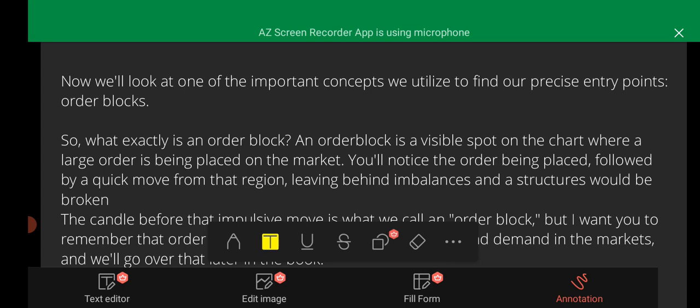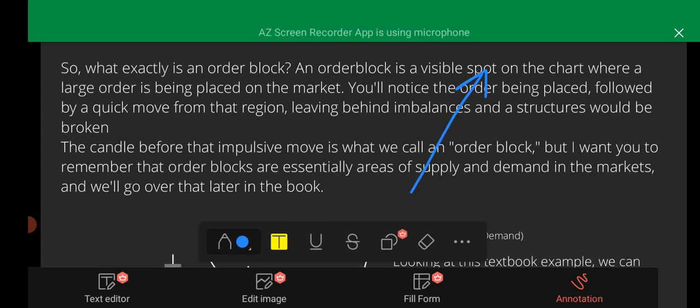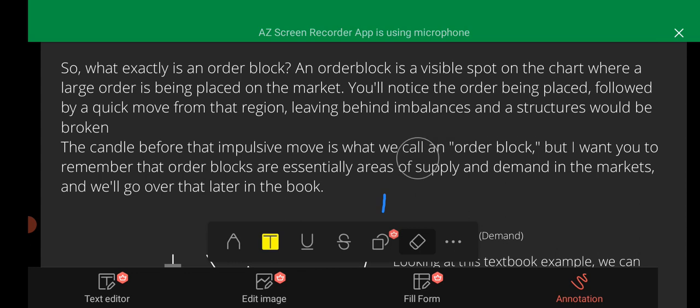The candle before that impulsive move is what we call an order block. So if you see a very strong impulsive move like this, and we had a candle here before this impulsive move, that candle is the order block. That is how simply we can explain an order block.